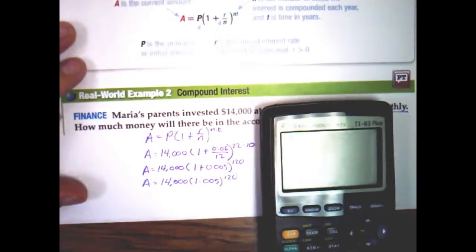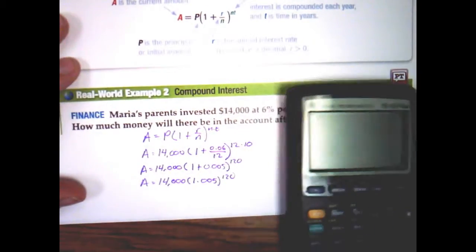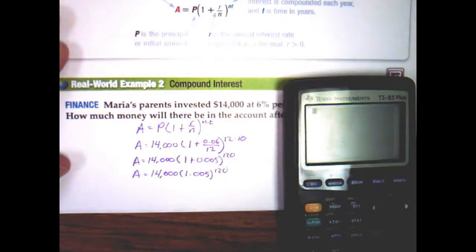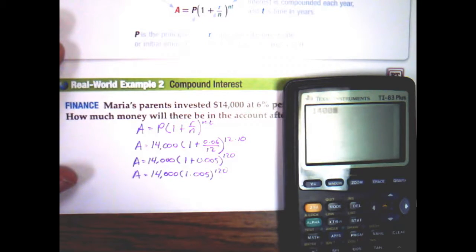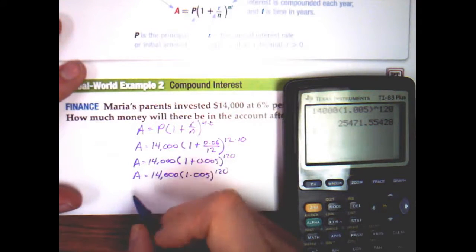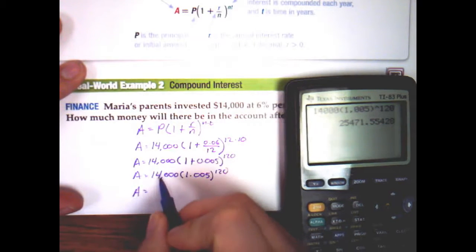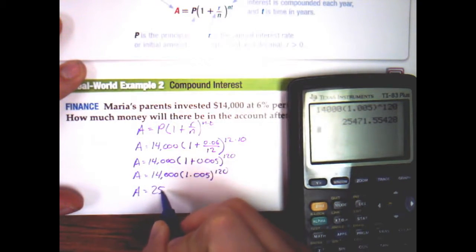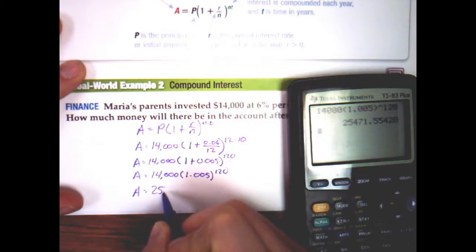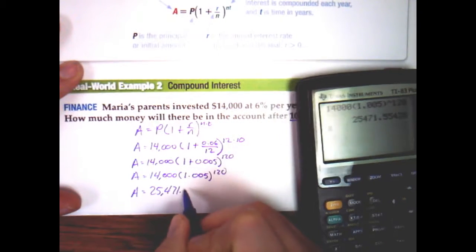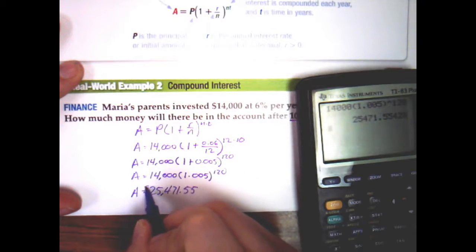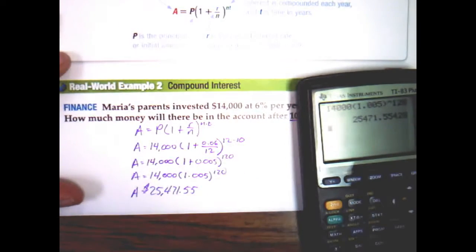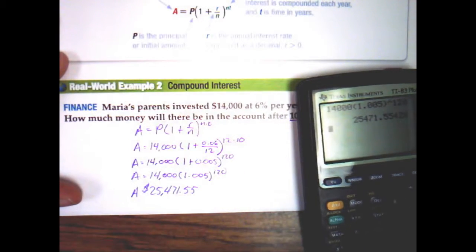Again, I'm going to put that whole thing right in my calculator. It's just easier. 14,000 times 1.005 raised to the 120th power. So the value of this account after 10 years will be $25,471.55. So that's a pretty good investment after 10 years.